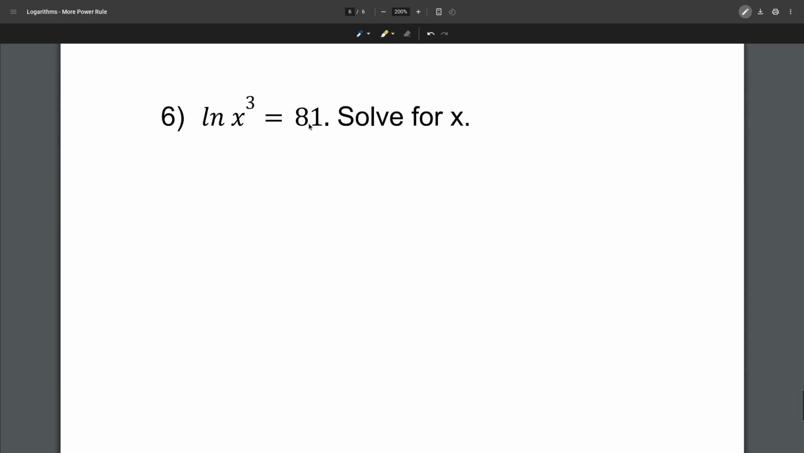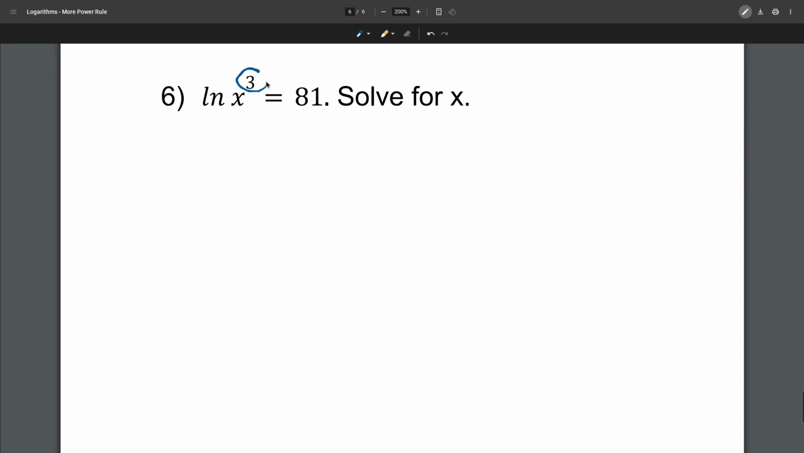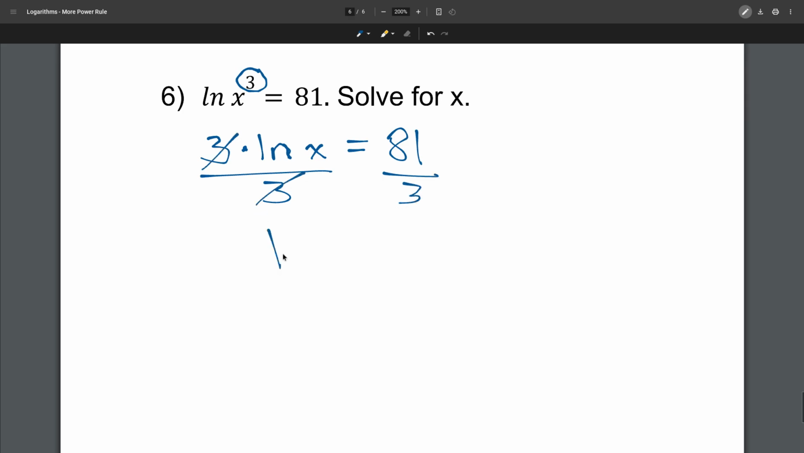If the natural log of x cubed equals 81, take this 3, we'll do 3 times the natural log of x, set that equal to 81, divide both sides by 3. The 3's cancel here, so we get the natural log of x equals 81 divided by 3, which is 27. The base for the natural log is e, so we're going to write e to the 27th power equals x. And we're going to leave that as our solution.